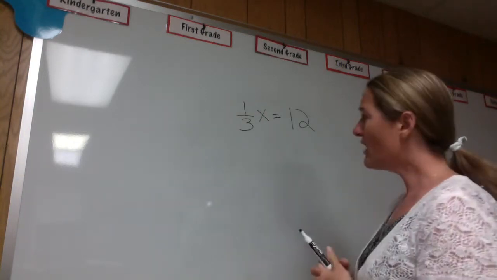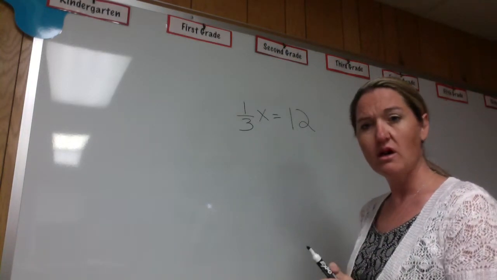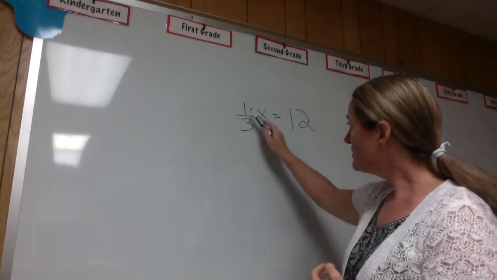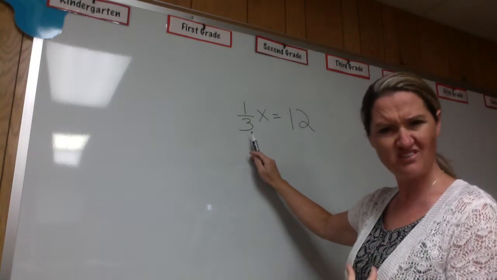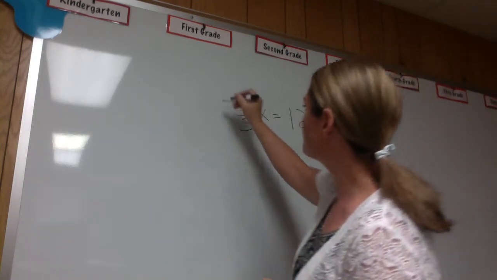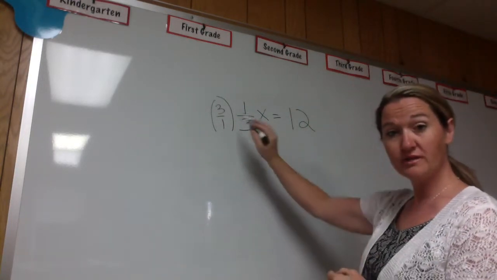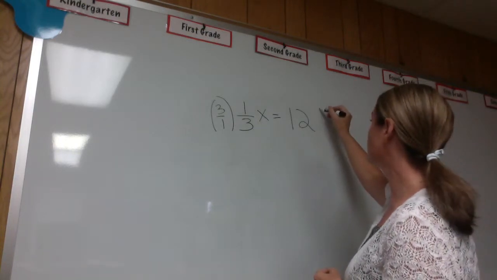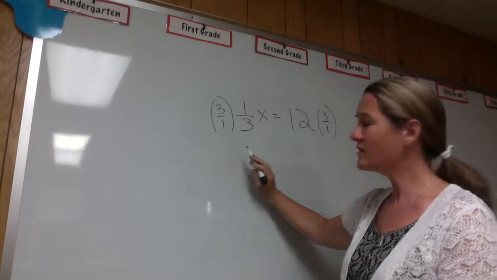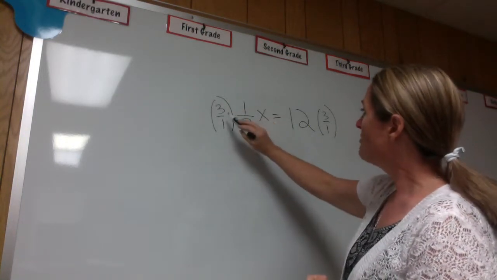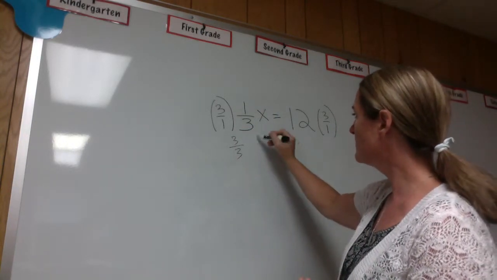With this, since we've got fractions, we're going to do the inverse. So we multiply 1/3 times its inverse. Remember, the inverse is a fancy name for reciprocal. So we multiply by 3 over 1, and if we do that on this side, we have to do that on this side. You're probably wondering, why am I doing this? Think about this: 3 times 1 is 3, 1 times 3 is 3. Basically that's 1.